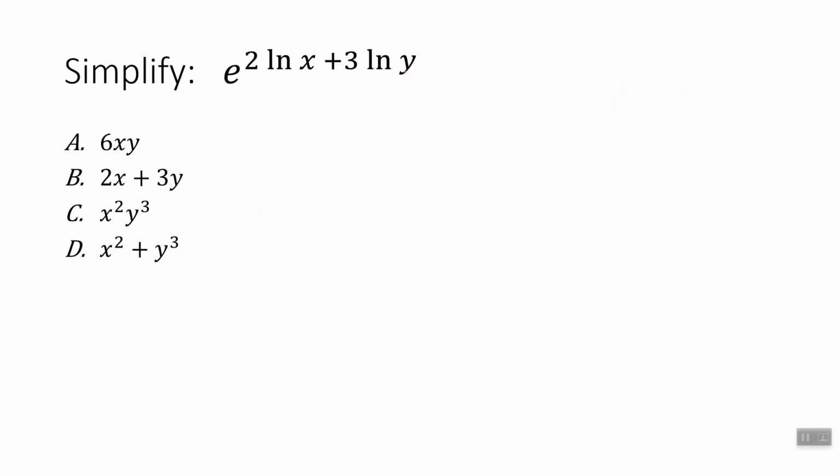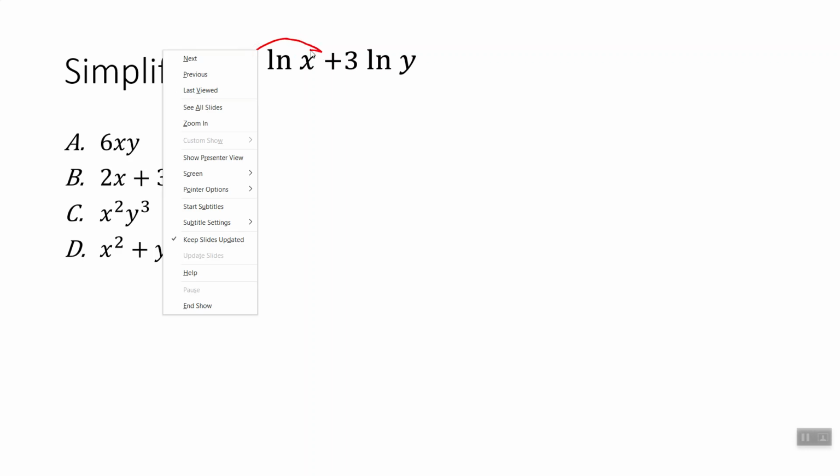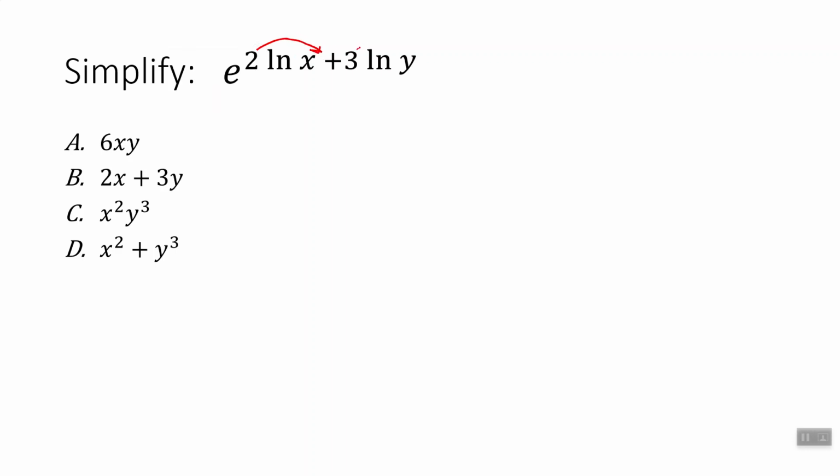All right. And simplifying with ease. So again, if you want to try this on your own, go ahead and stop it. All right. I'm going to take this guy and bring it up here as an exponent. And I'm going to take this guy and bring it up here as an exponent. So we'll have e to the ln of x squared plus ln of y to the third.